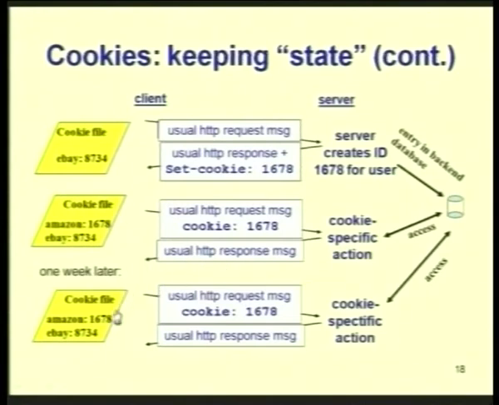One week later, if you do the same thing, again the cookie information of 1678 would be sent, and again a cookie specific action would be taken. For instance, let us say the person purchased a particular set of books in networks. Network related information may be sent as part of the response message as well, in addition to whatever is being requested. So, this is how clients and servers use cookies to keep track of information. All the information the server needs is actually maintained in the backend database. The cookie serves just as an index into this database. So, that is how it is handled.